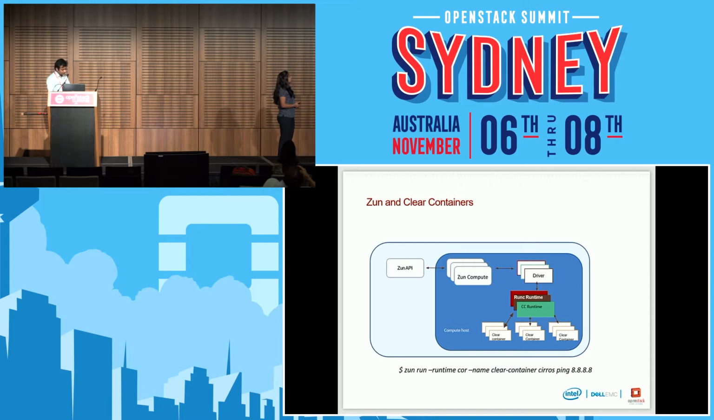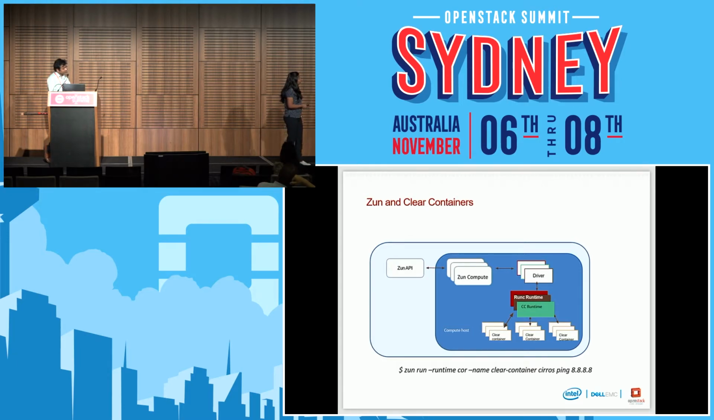Now we will see how Zun and Clear Containers work together, and where we have integrated the CC runtime with Zun. As Surya has already said, Docker has the option of running multiple runtimes. These runtimes are pluggable. You just have to specify the runtime you want to run your containers with. By default that is runc, and you can add another runtime. For example, docker run --runtime cor, where cor is the Clear Container runtime with which we are going to create our container, and then the name of the container, the image we want our application to run with, and then the command.